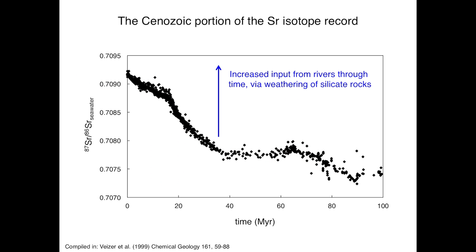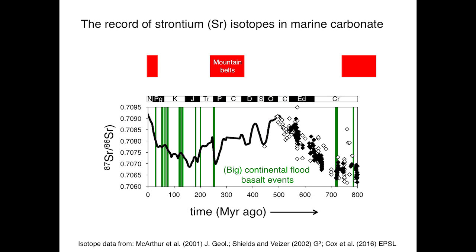So this thing here, can we use this rise as indicating increased input from rivers through time via weathering of silicate rocks? Can we say that? Or could this simply be driven by changes in the isotopic composition of that flux from the continents to the ocean, because different rocks have different strontium isotope compositions? And I think most people now would say that the strontium isotope curve is controlled by these big scale tectonic events: the prevalence through time of continental flood basalts, the prevalence of mountain belts and the rest.